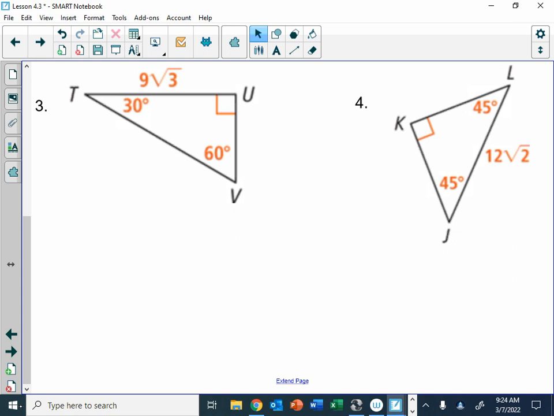Where's the 60 degree? Which side? The opposite of it. Yes. Okay, so that is this: 9 square root of 3, S square root of 3. So that is S square root of 3. What is S? S times square root of 3. What is in the spot where S is? Okay, so S is 9. Pretty sure.